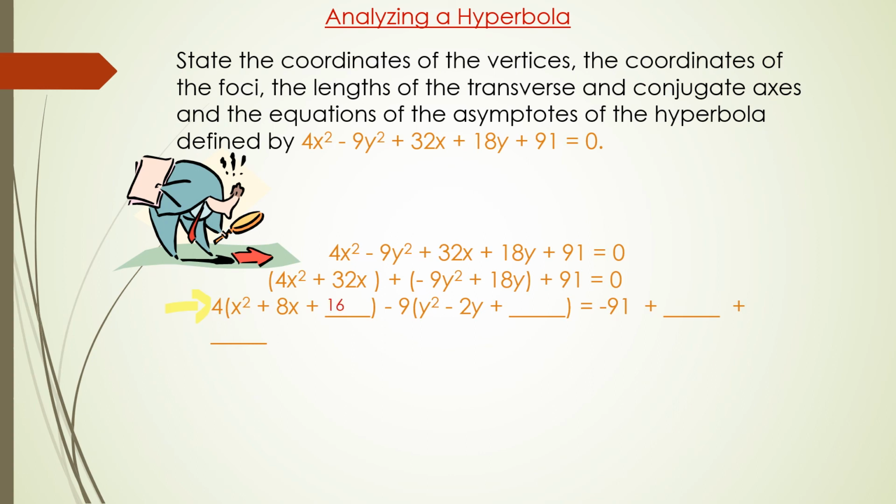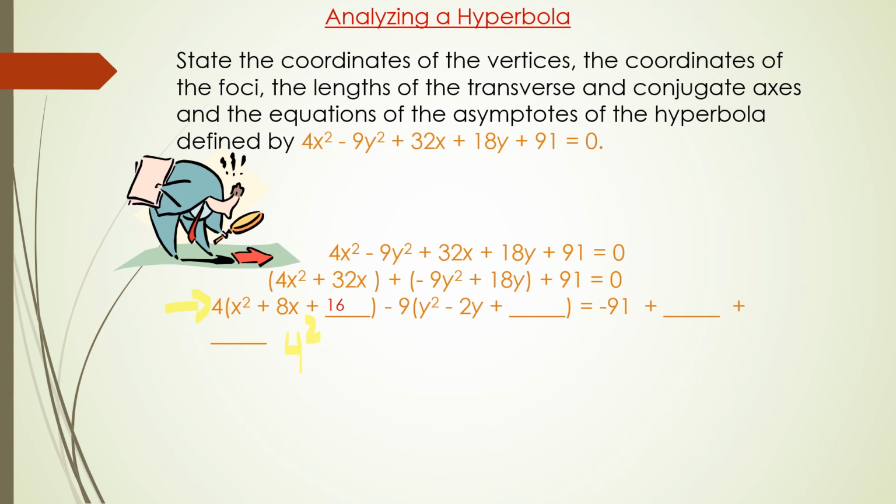Next, the 16. Again, the middle term must be divided by 2. 8 divided by 2 is 4. 4 squared, or 4 times 4, is 16. So that is the third term.